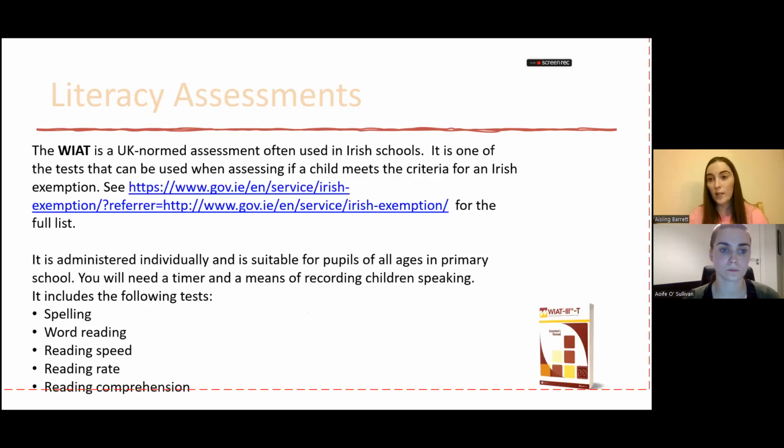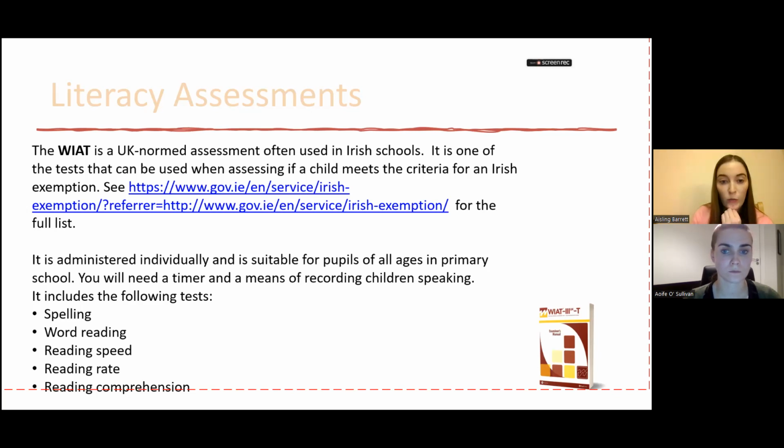One that I find the most useful when it comes to literacy assessments, and one that definitely needs training if you can get it, is the Wyatt. Now, again, if you spent enough time with the manual, you would get your head around it. Or if there's somebody in your school that has spent enough time with the manual and can chat through the Wyatt with you, it would be useful. So the Wyatt is administered individually, and it's suitable for all pupils in primary school. You'll need a timer.